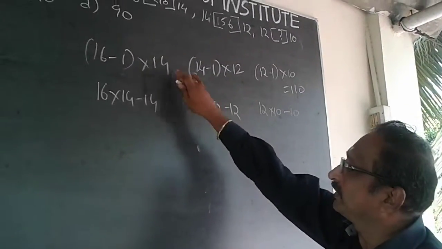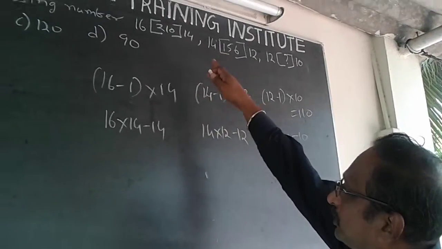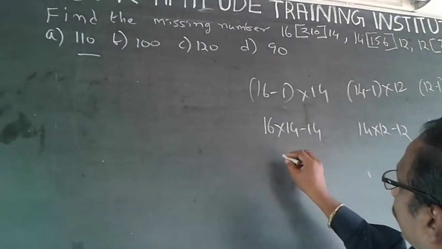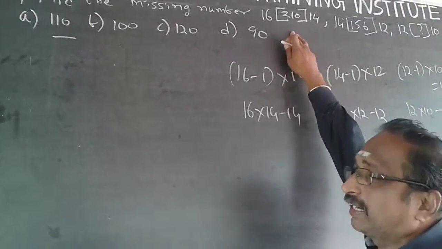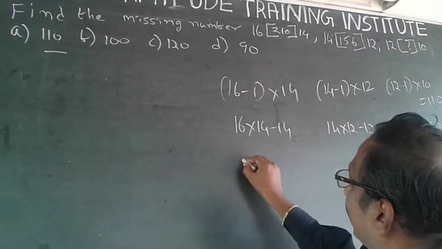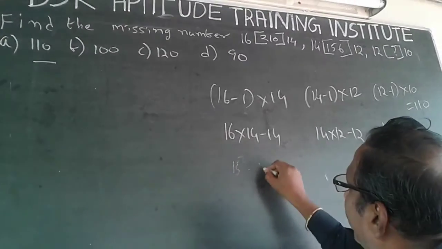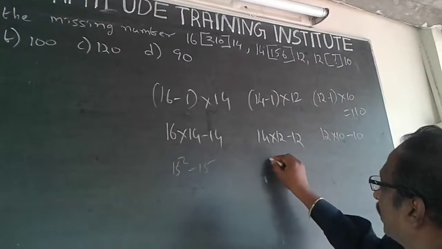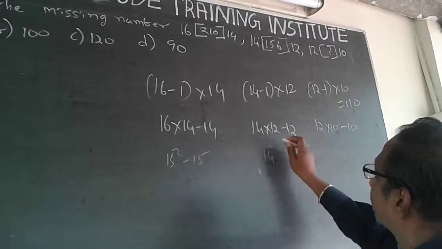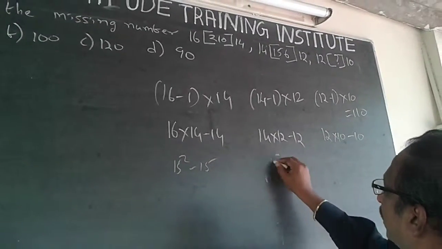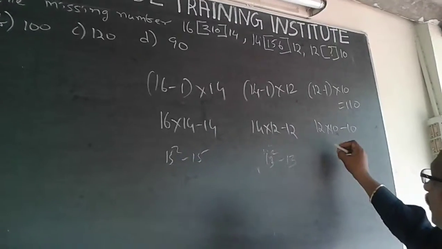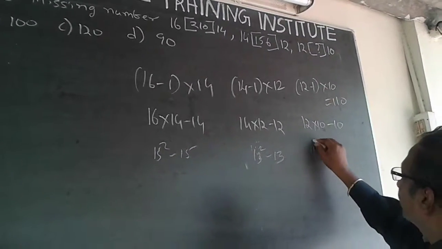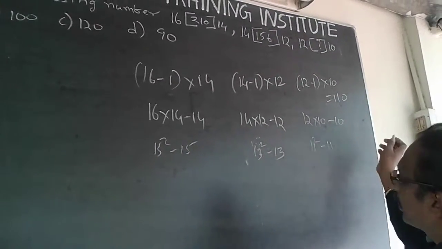This is one pattern. This is another pattern. One more pattern is also there. You can also do it like this: center number square. See 16 and 14, the center number, the average, is 15. 15 square minus 15. The same thing you can apply here: center will be 13, so 13 square minus 13. Similarly here, center number 11 square minus 11 will be 110.